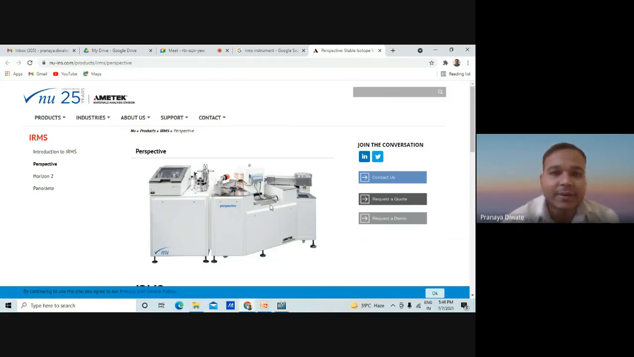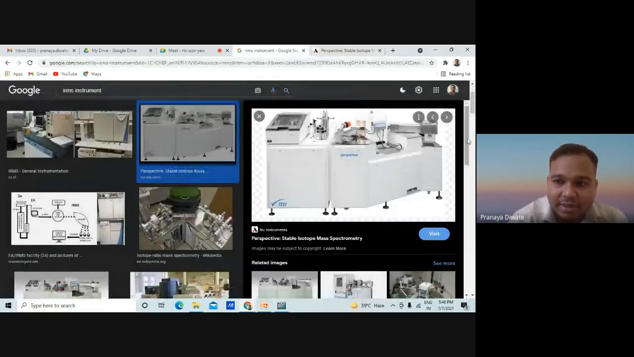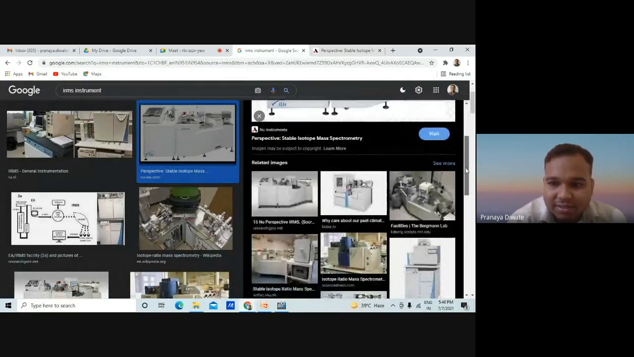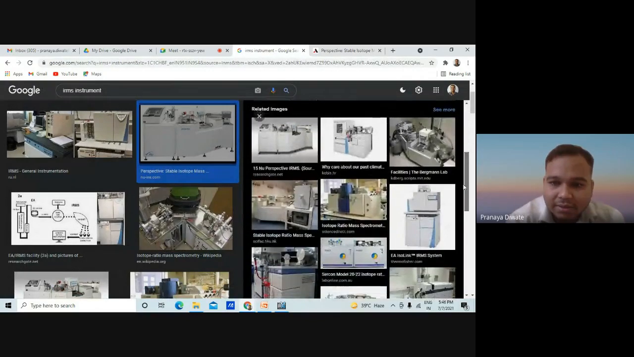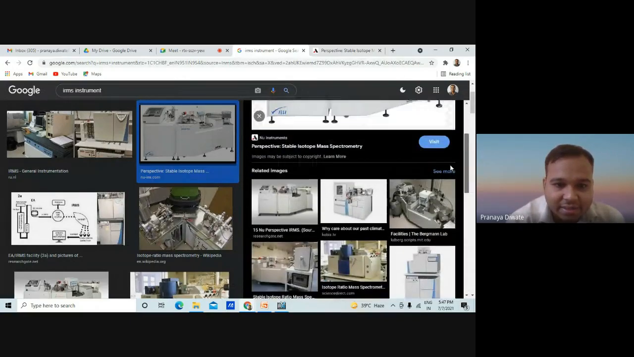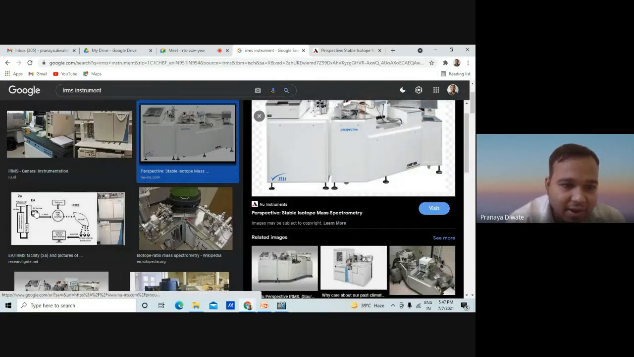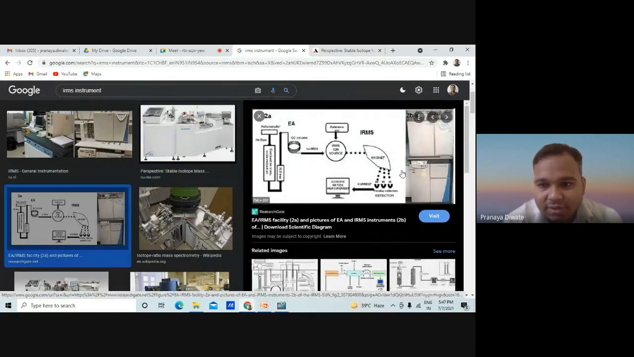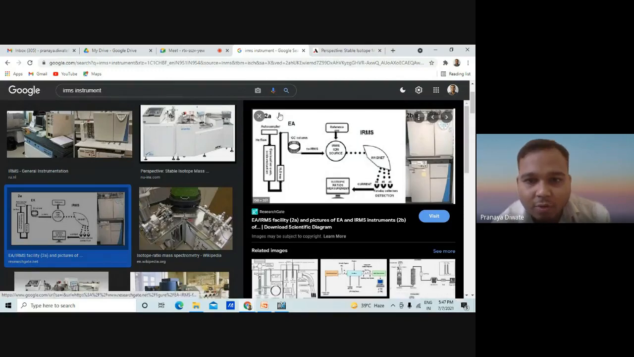There is a different preparation kit for the preparation of the sample, and you have to take great care that there is no contamination. This is a very highly sensitive analysis. So this is how you can have one of the auto samplers.